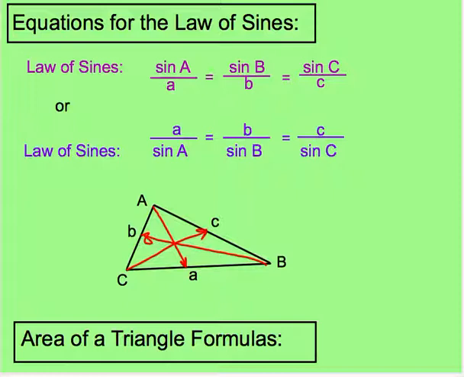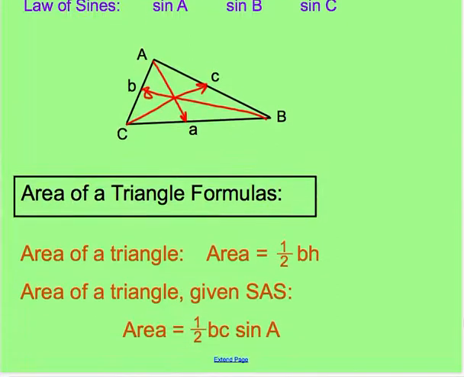We also have an additional area of a triangle formula. So the traditional one that you know is area equals 1/2 base times height. But if you don't have the height and you know the side, angle, side, meaning the angle that you know is included between the two sides, you can find the area of the triangle using the formula at the bottom here, 1/2 times the two sides times the sine of the angle.